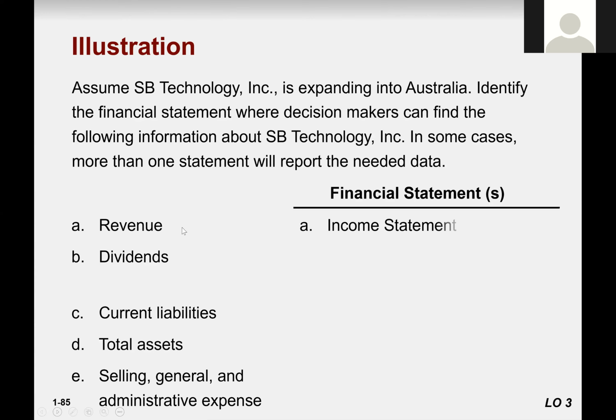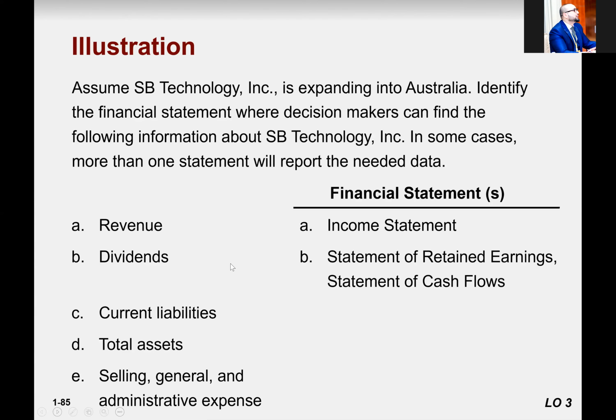Income statement. Very nice. Dividends belong to both, yes: the statement of retained earnings and cash flow. In cash flow, it will be recorded as cash flow from financing activity. Right? Current liabilities. Which statement are we going to use for this? Balance sheet, income statement, or retained earnings? Balance sheet. Very nice.